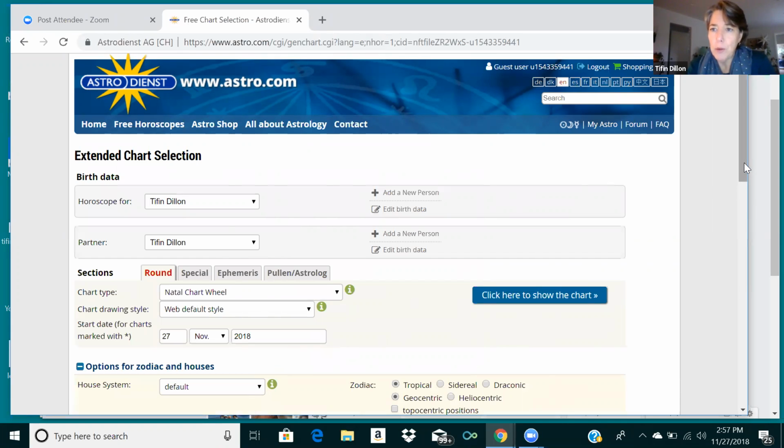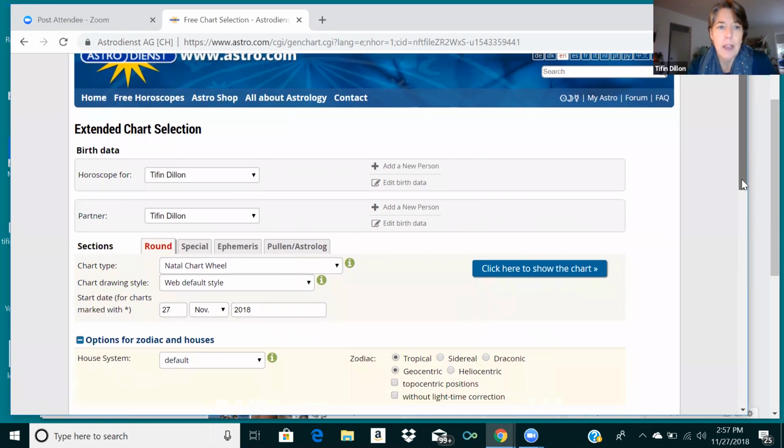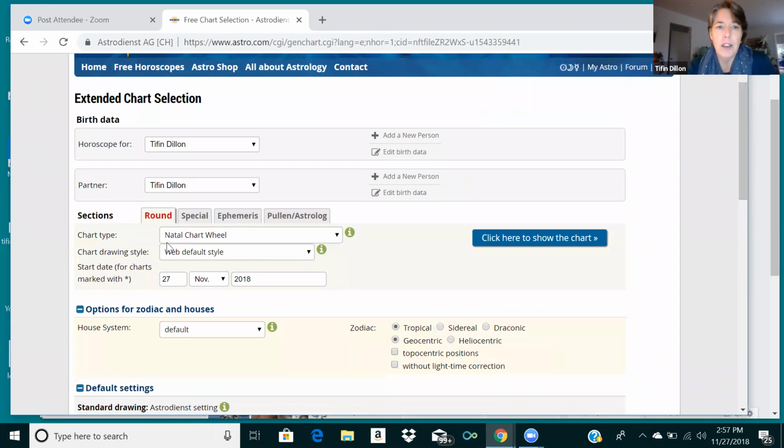Okay, here we have some options within the extended chart selection. And I'm going to walk you through how I set up a chart when I'm doing an initial reading. We're going to leave the default of natal chart wheel and web default style. We're not going to worry about the start date. That has to do with transits and progressions and more involved things.